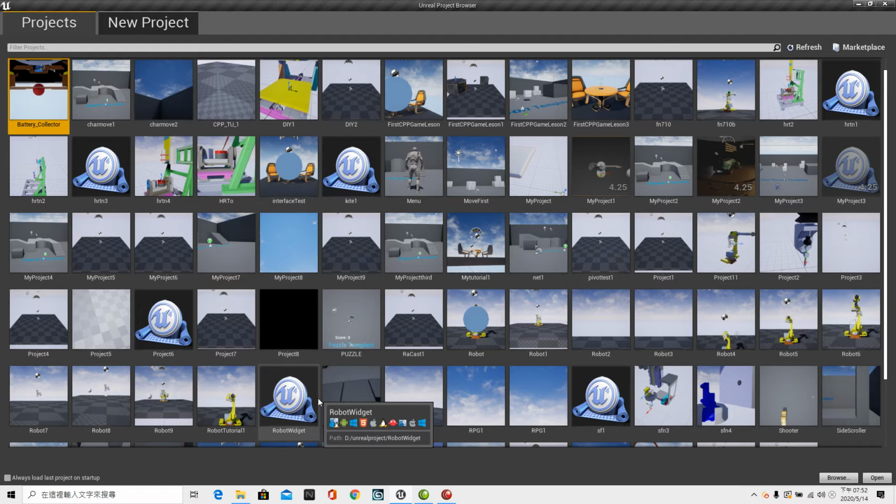Class 15 of the topic, how to rotate about an accurate pivot point in UE4 using C++. Let's open the project, robot tutorial 1.